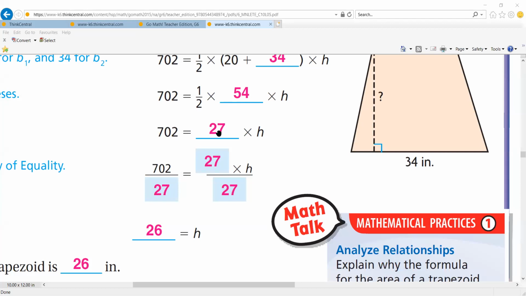Okay? Oh, okay. And that 27 comes down. That 27, as I told you, always multiplication becomes division and comes down. This 27 comes down. Just forget it. We don't do this, but just copy it because they're asking you. 702 over 27 is 26. So the answer is 26. H is equal to 26.